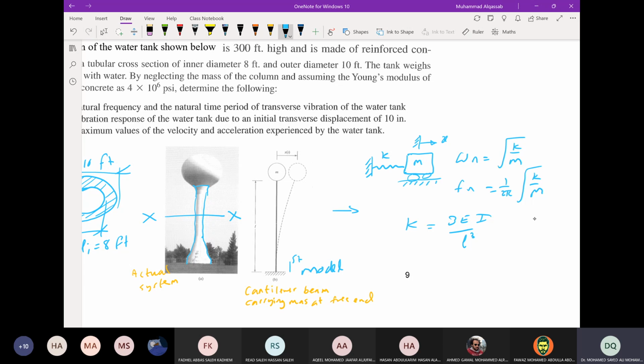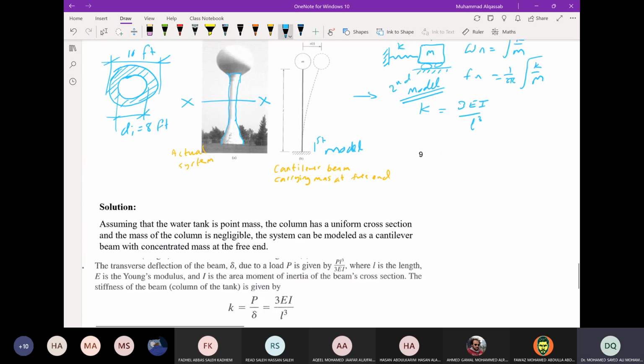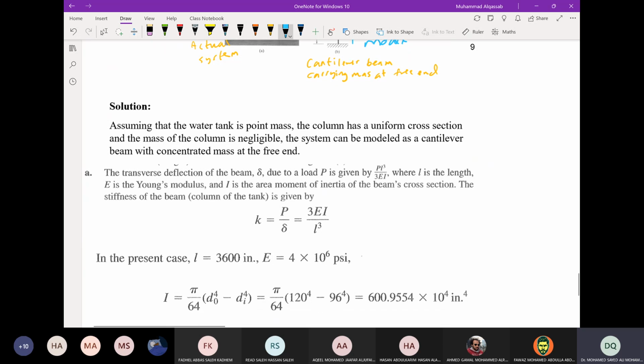There are some numbers given, so we need to calculate those parameters and then substitute in this equation to find the natural frequency. So this is the second model, and this is the final one. Now the solution for part A.